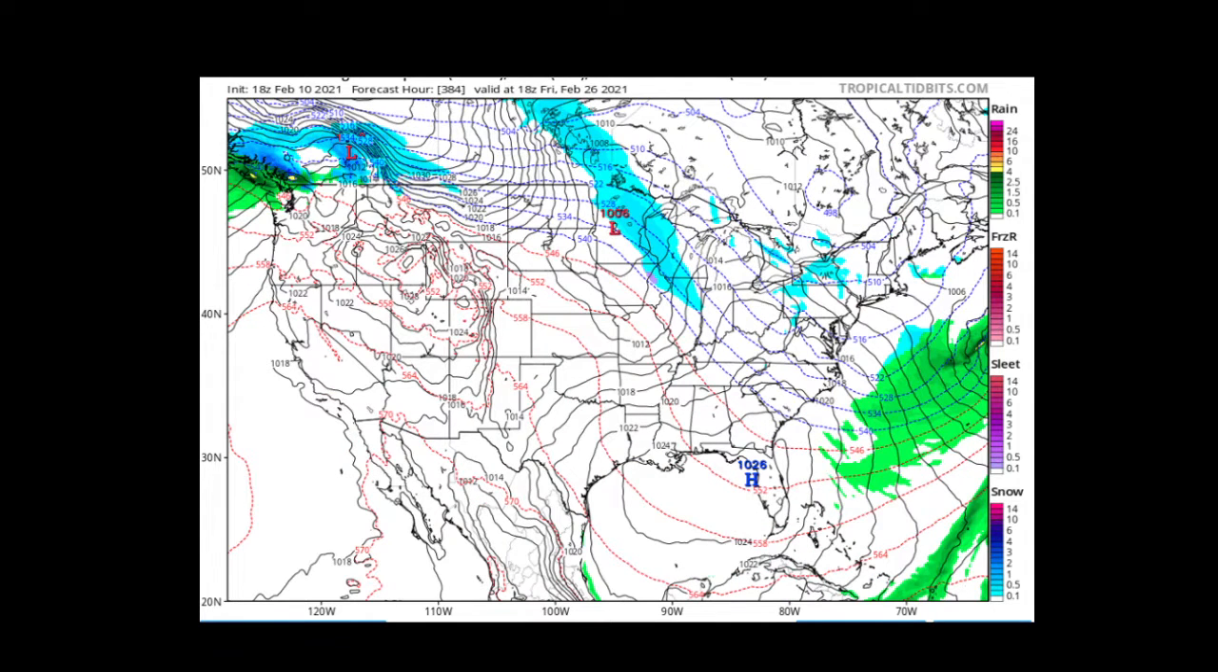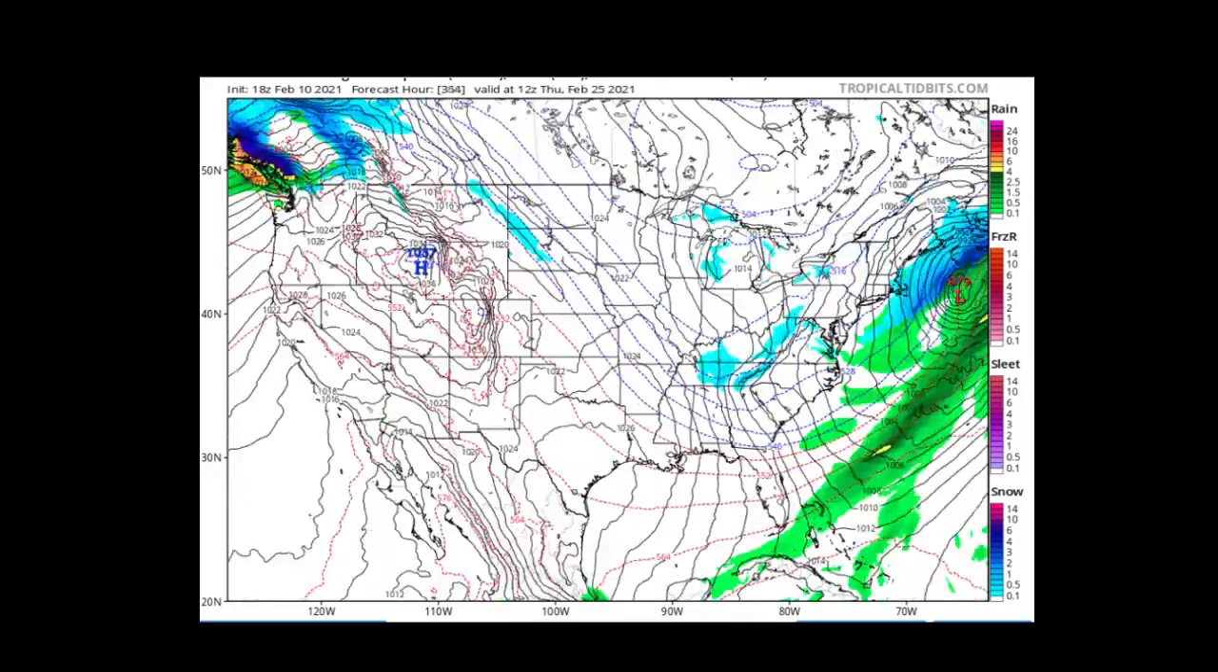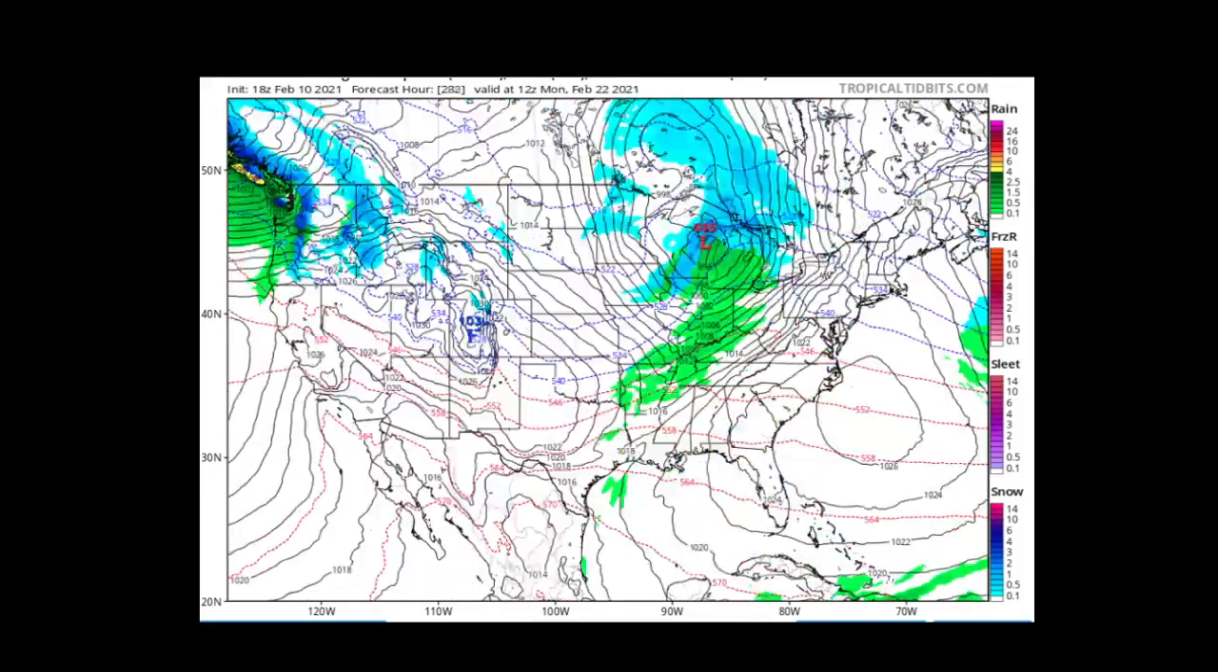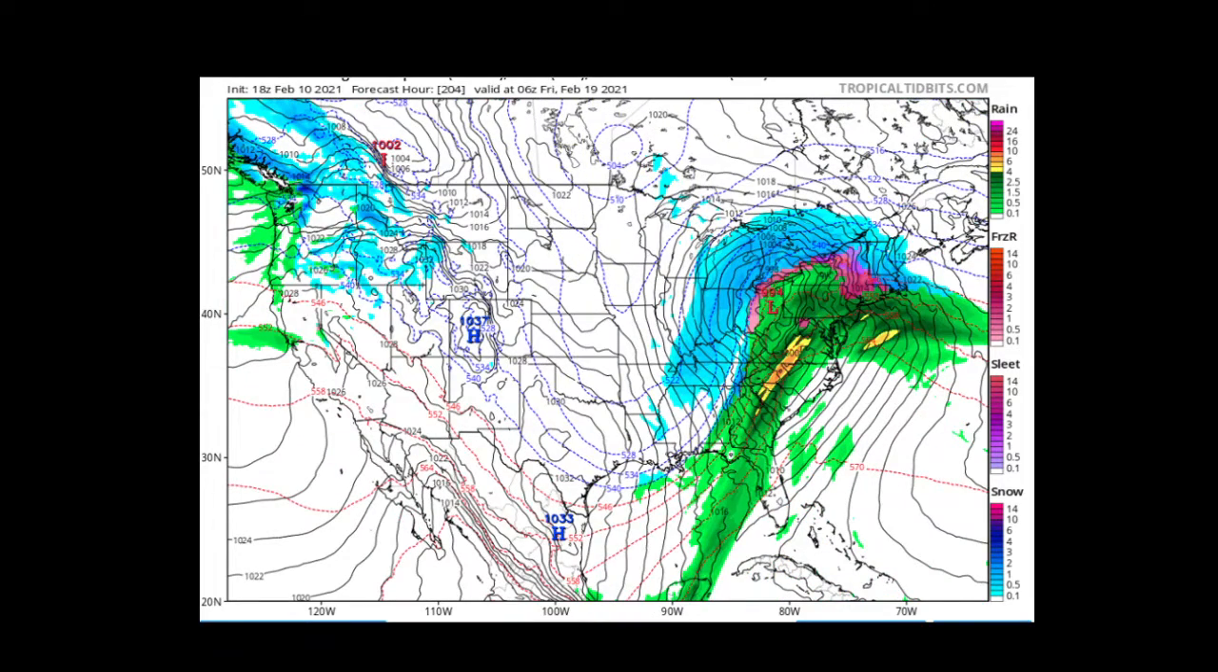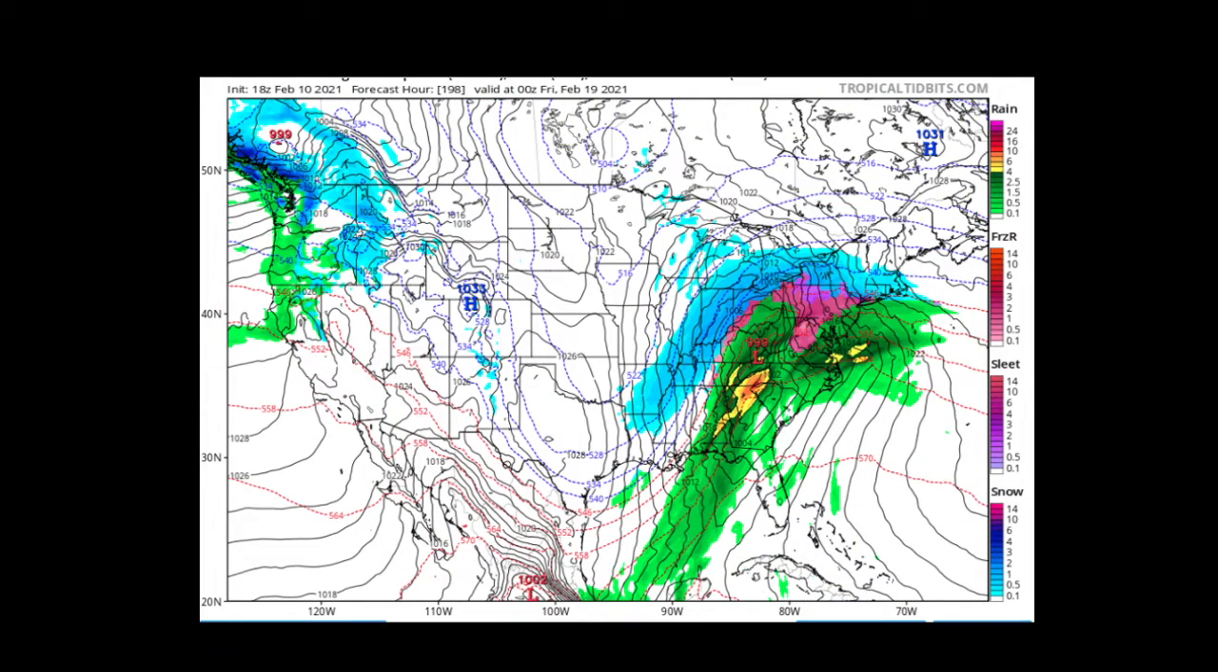This is 384 hours out. That is a couple weeks, and take all that with a grain of salt. Low pressure system. This is the one we need to look out for. This is on the 19th. This is next Friday. That could change quite a bit too.